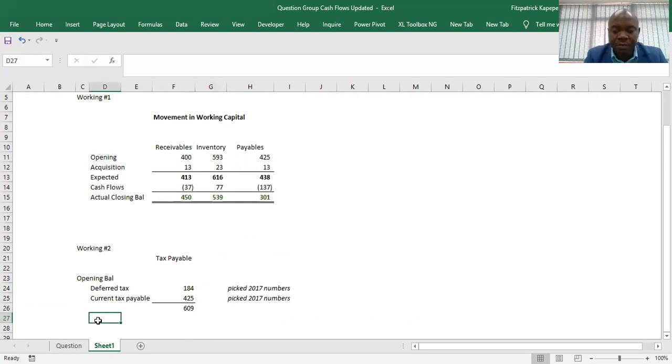From here, we actually pick from the P and L. Charge. It's going to increase this obligation because at that time you hadn't paid anything.